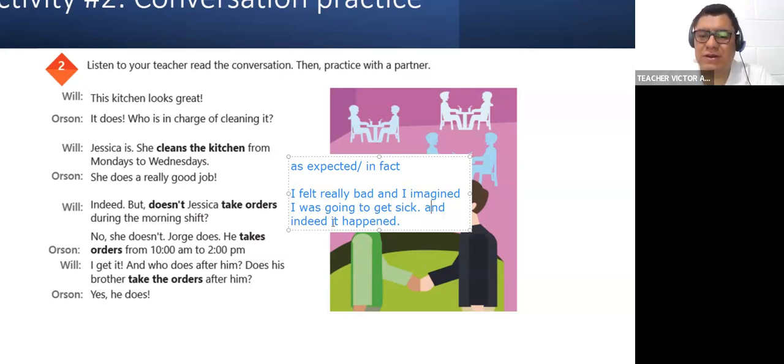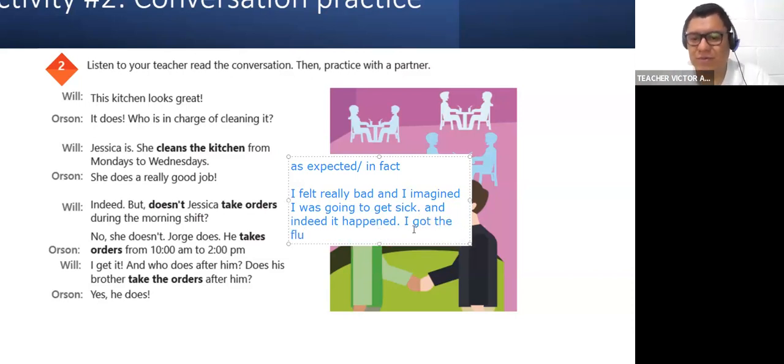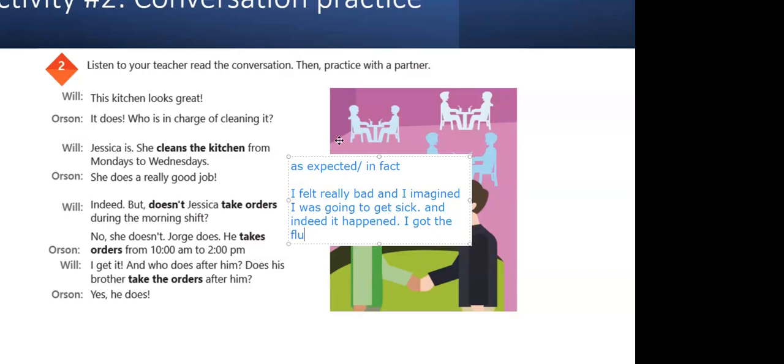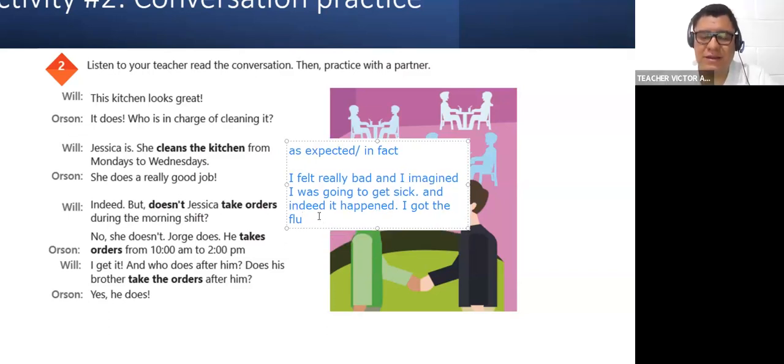So that's what I'm saying. Indeed is another way to give more emphasis to an idea. Like you said, I felt really, really bad. I had kind of an allergy, etc. So I imagined I was going to get sick, and indeed it happened. I got the flu. Something like en efecto. That is correct. That's correct.